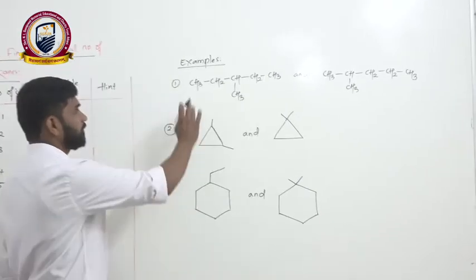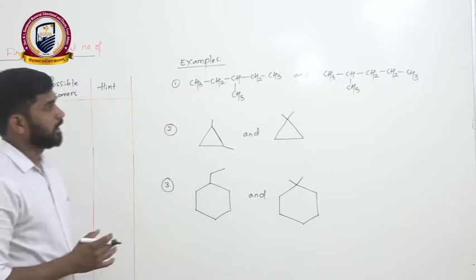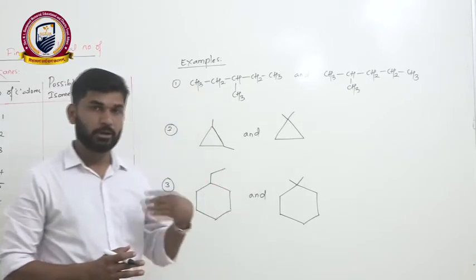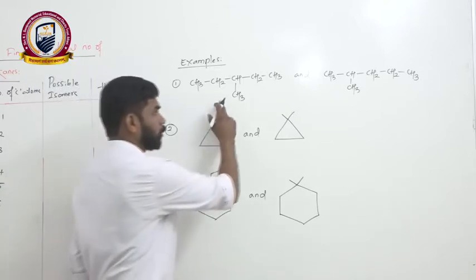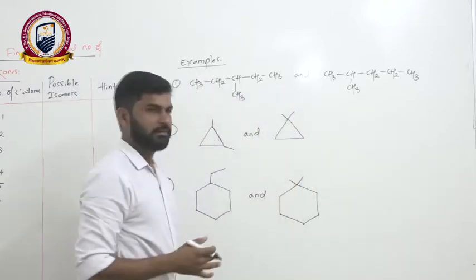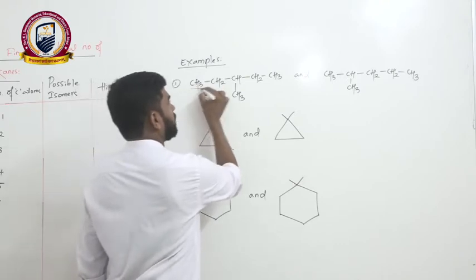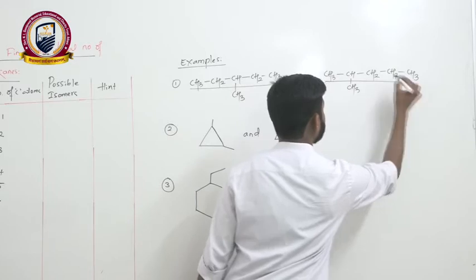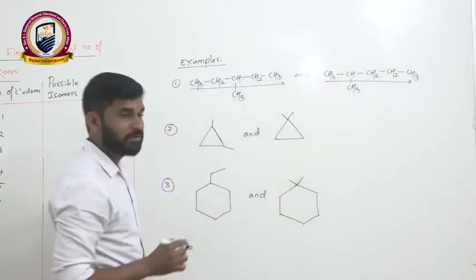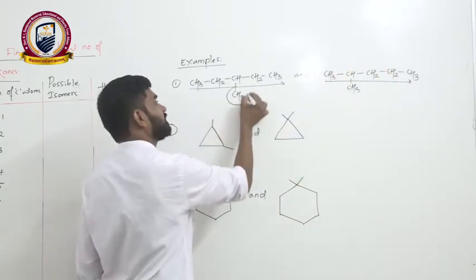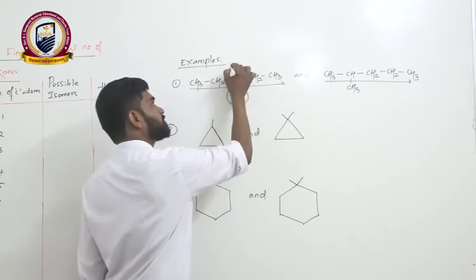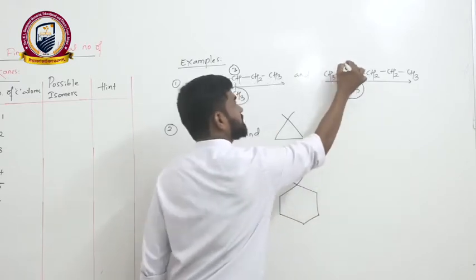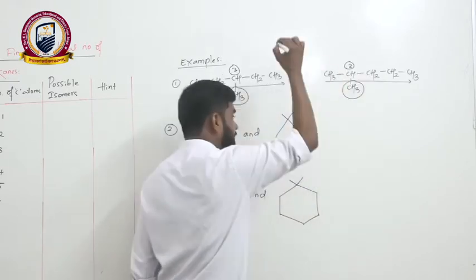Okay, students, we'll go forward with some examples and check whether the given compounds are exhibiting chain isomerism or position isomerism. Look at this example that I have already explained. Here, this has the same parent chain, and this also has the same parent chain, but the position of the substituents or side chain is different. The position of this substituent is on the third position, and the position of the substituent here is on the second position.